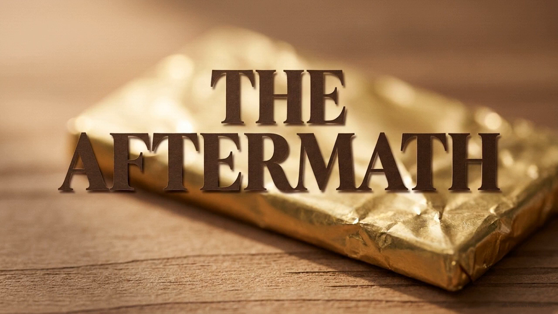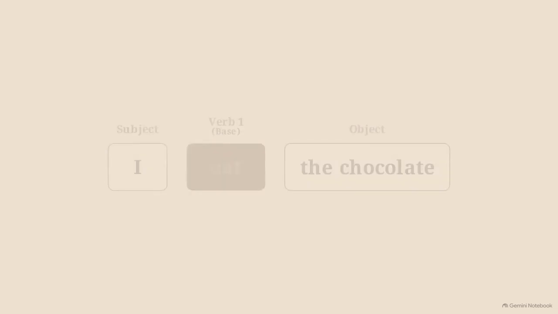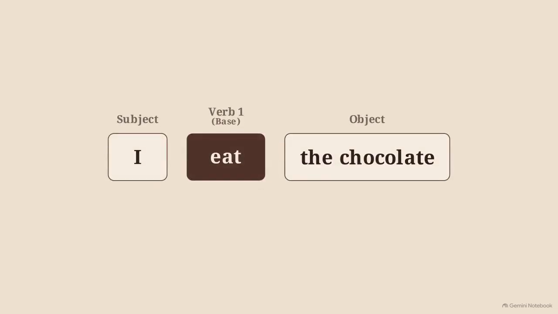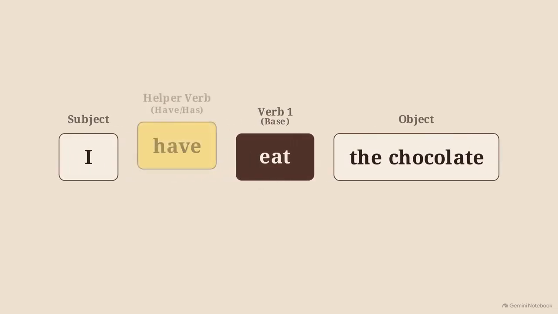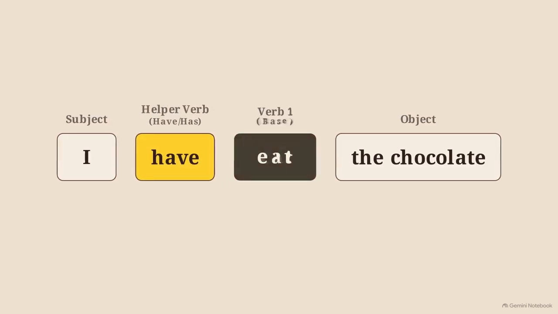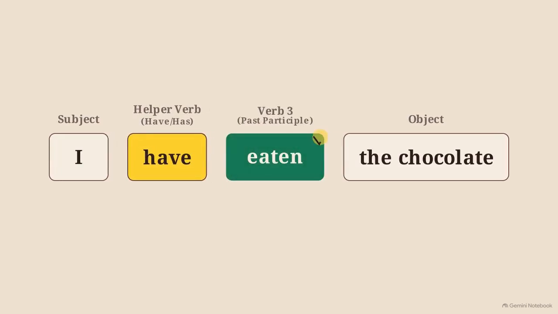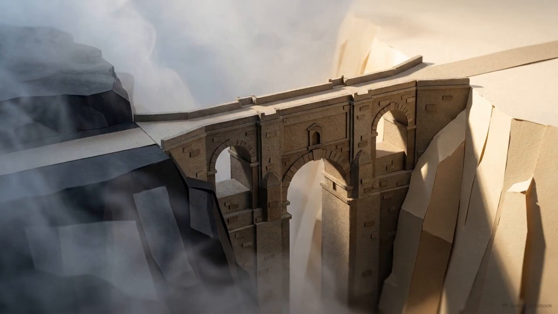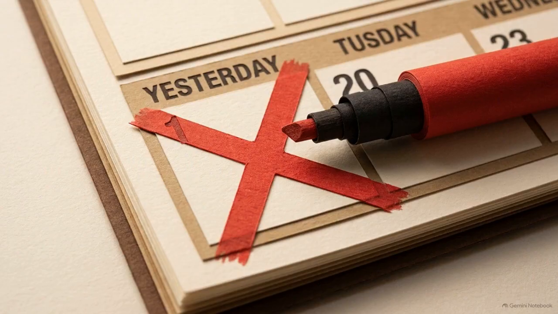This chart shows the structural change for our aftermath state. We bring in a "have" or "has" block. Then our action word morphs into a new shape that shows completion. So "eat" becomes "eaten." The sentence is now, "I have eaten the chocolate." The present perfect is a bridge. It proves a past action happened by pointing directly to results we can feel right now.